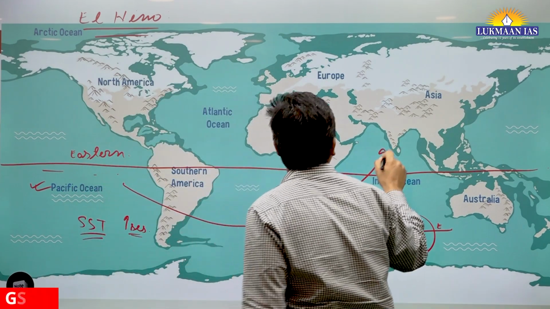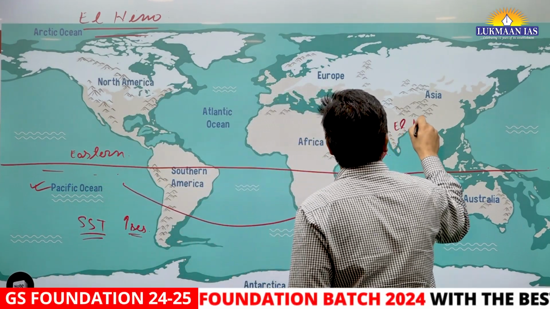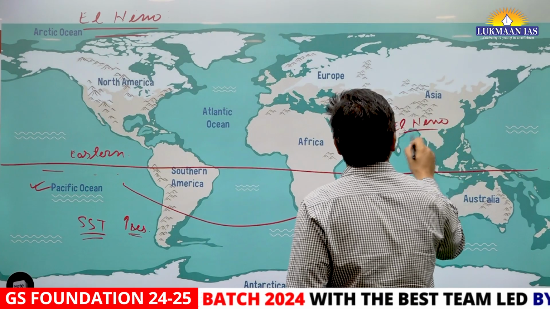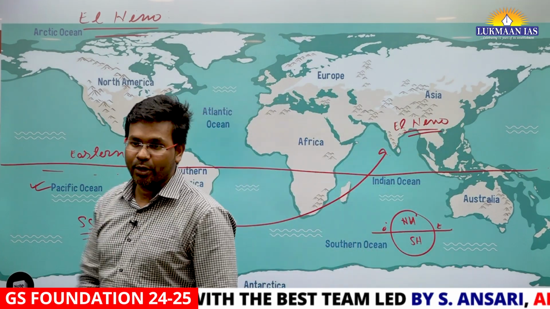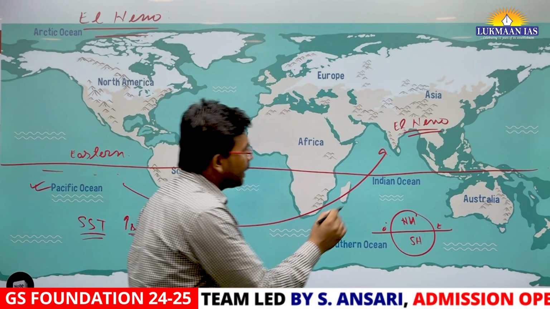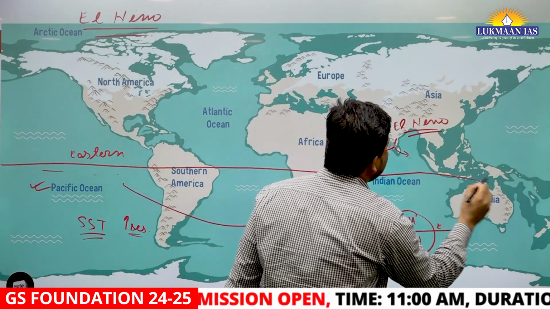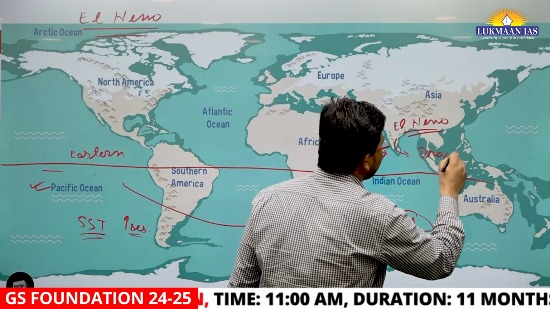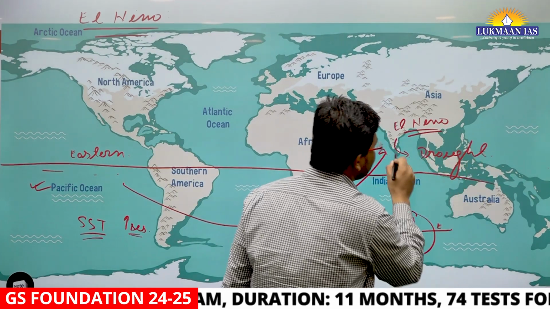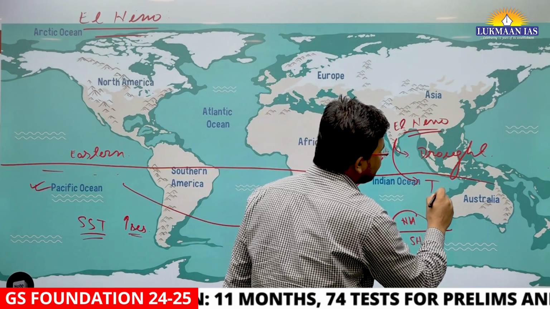In India, we see the El Nino phenomenon. Now we need to understand what El Nino is and what its effects are. Because of El Nino, what happens? In India, we see situations of drought. We see an increase in temperature.